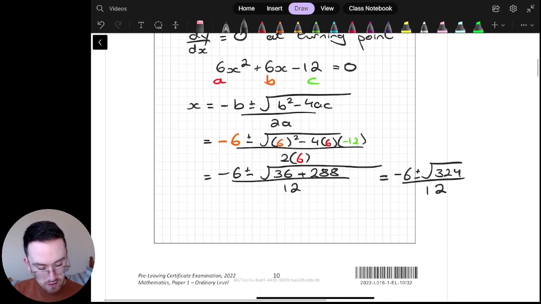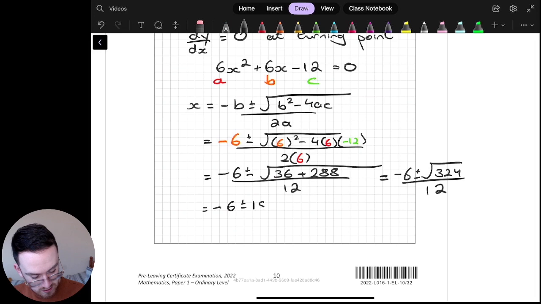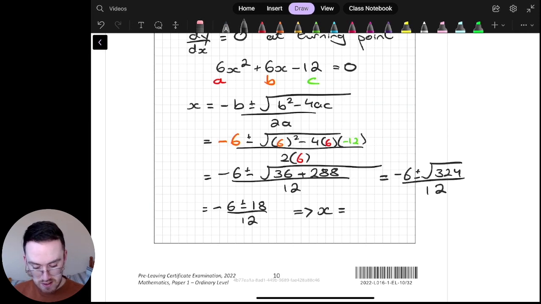Continuing on, we can get the square root of 324. So the square root of 324 is going to be 18. So minus 6 plus or minus 18 over 12. Therefore the answers for x are: minus 6 plus 18 gives us 12, and over 12 that's 1, or x is equal to minus 6 minus 18, which gives us minus 24, divided by 12, that's minus 2. So what that means is our two x values that go with our turning points are 1 and minus 2.